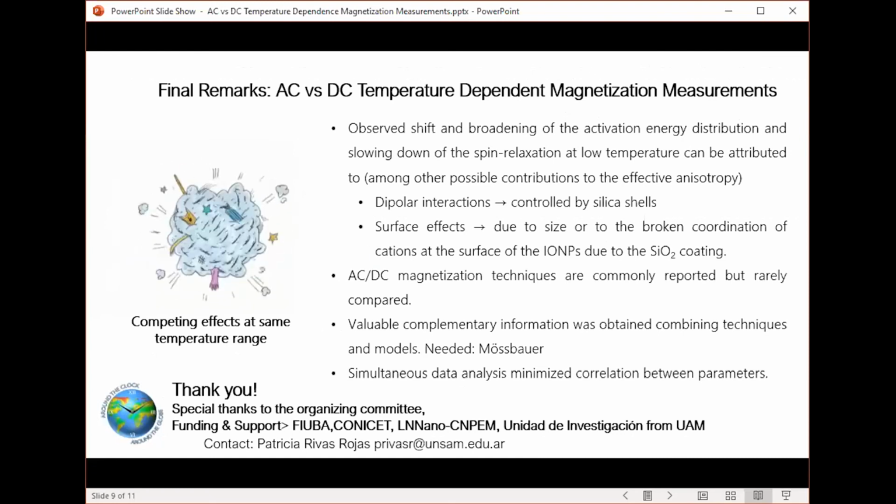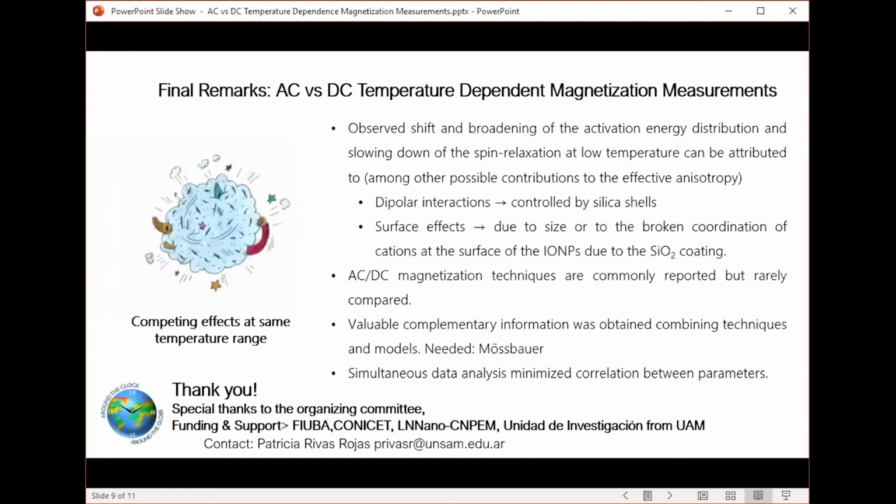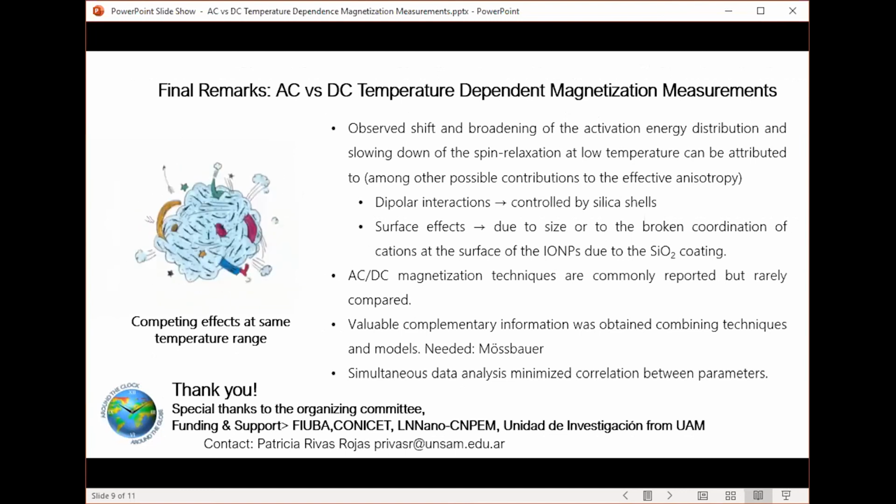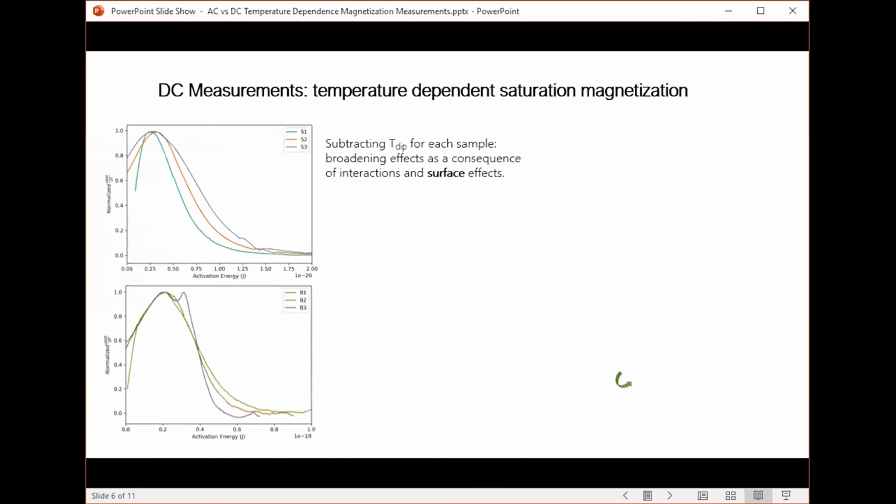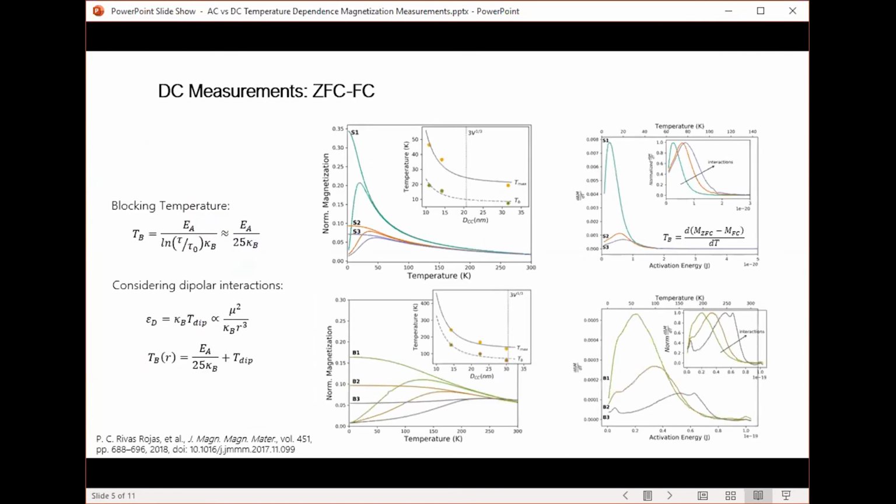Hello, Patricia. Very nice presentation. Your data plots are expressed as normalized magnetization. Is that because of the difficulty in knowing the volume or mass of the magnetic particles? More precisely, in knowing the contribution of the silica shell. It doesn't contribute magnetically, but to the final mass that we can measure. So it should be reported as a function of mass, but it's not easy to measure.